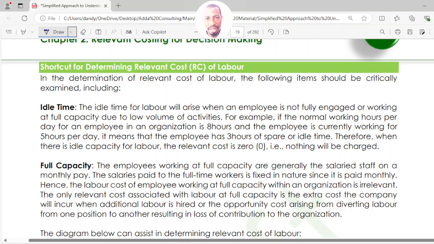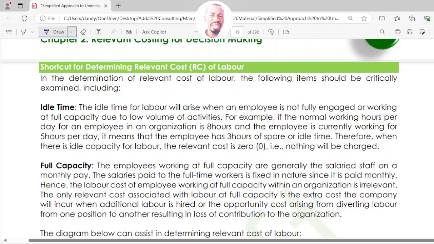You work from 8 o'clock in the morning to 4 p.m. in the evening. If the company has a project or another order to execute that requires your time, there's no way you'll be able to do it because you're already working at full capacity, no idle time. So what the company needs to do is to engage additional labor that will come and execute the order, or that will execute the project. Therefore, the additional cost the company will pay for labor is a relevant cost that the company must consider.